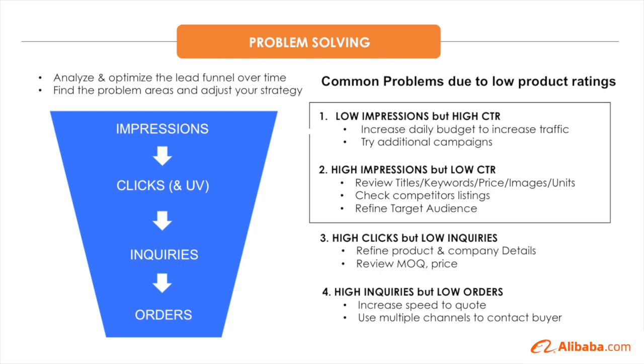Another problem we see is that you get high impressions for your campaigns, but a low click-through rate. This is normally referring to a problem with your product title, or the price of your product, or the images that you have. Most buyers rely on the product images, the price, and the product title to make a decision on whether they want to click on your product. So go back, have a look at your titles, make sure they include all the keywords that are relevant, and the price is competitive. You can look at competitors' listings to get an idea of what they're doing to get their audience to click on their products.